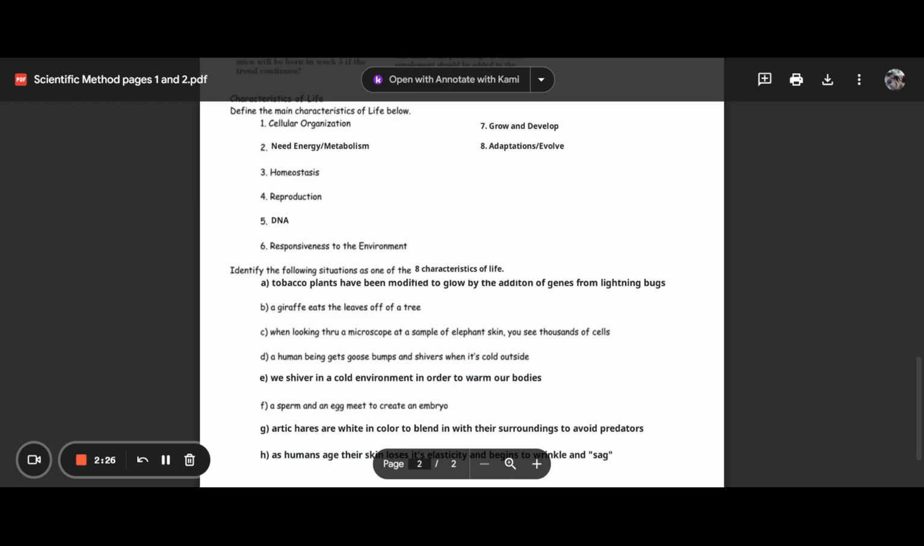F, a sperm and an egg meet to create an embryo. G, Arctic hares are white in color to blend in with their surroundings to avoid predators. And H, as humans age, their skin loses its elasticity and begins to wrinkle and sag. So each of these are going to be used once. None of them will be used twice.